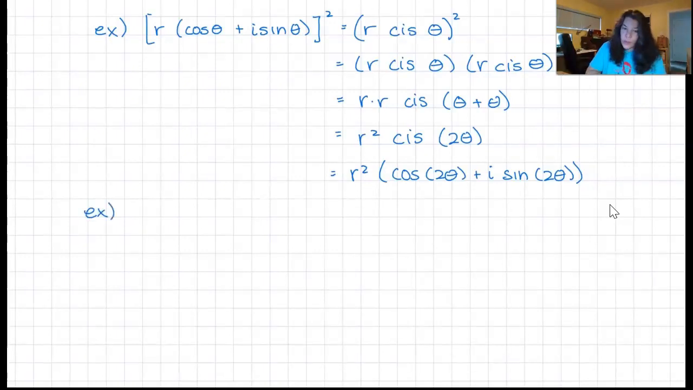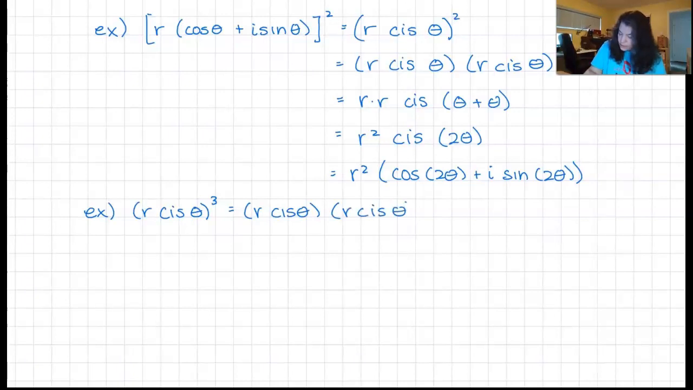So I am going to just use the sis notation now. So I'm basically going to start with this form right here to a power and end with this form right here. So if I have r cis theta to the third power, well, we know that that is r cis theta times r cis theta times r cis theta.